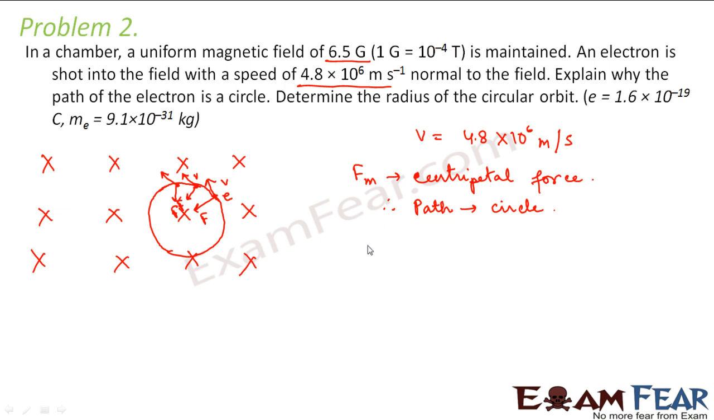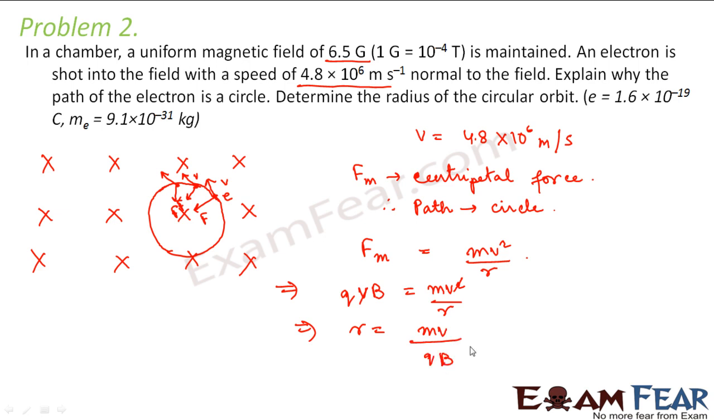So here again you can find out the radius of the circular path, that is magnetic force is equal to the centripetal force, which is mv square by r. What is magnetic force? That is qvb, because q into v cross b, theta is 90 degrees, so that will be qvb is equal to mv square by r. So from this you get r is equal to mv divided by qb.